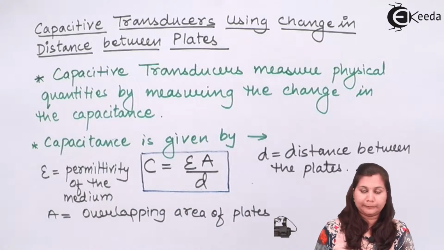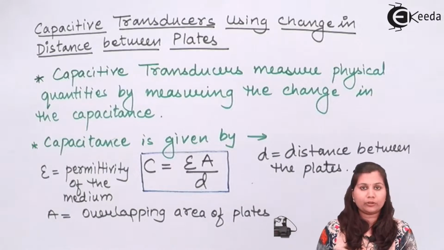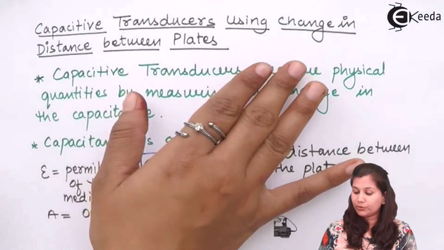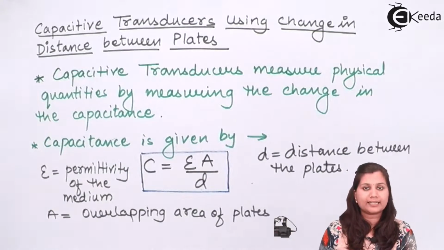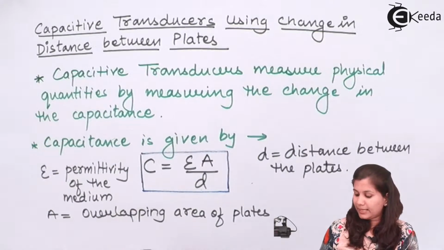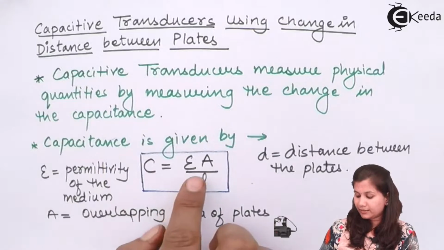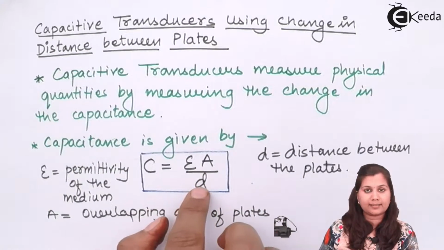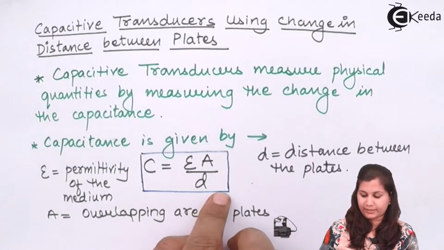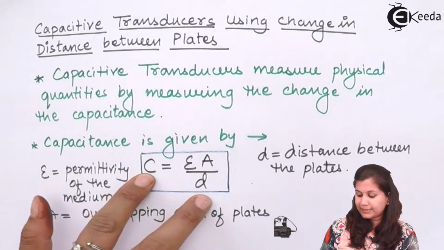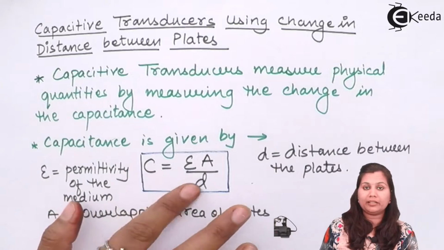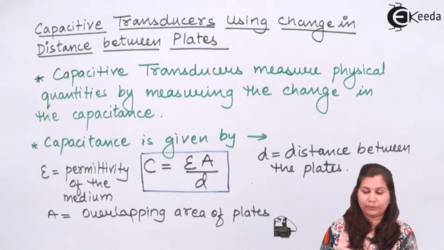And we can measure the physical quantity. So here we are going to study the capacitive transducers which use the change in the distance between the plates. This means that in those capacitive transducers, we are changing the distance, that is D, between the plates. Now capacitance and distance are inversely proportional to each other, so there will be a non-linear relationship between them.